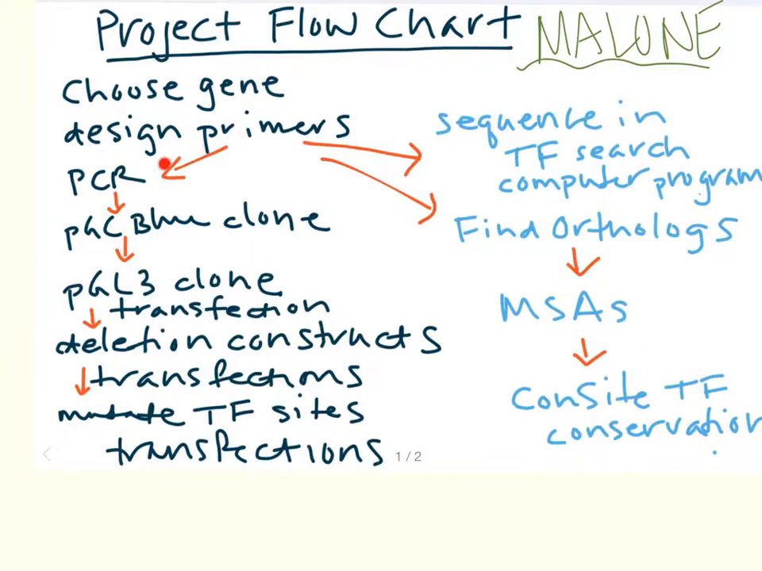Now, as you can see, there's red arrows coming off of this design primer step. If you were also using this as a timeline, which we will all do soon, you can see that these items over here are done simultaneously with these items over here. These are wet lab, these are computer lab. So there's always something to do while you're running a gel, waiting for PCR, waiting for cells to grow up, or what have you.